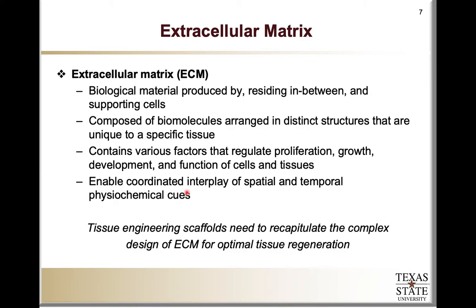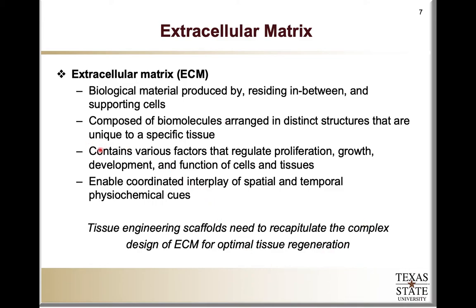So the extracellular matrix, or ECM, is the biological material that is produced by, that resides in between, and that supports the cells. It is composed of biomolecules that are arranged in distinct structures and that are unique to each type of tissue. These biological molecules include proteins, polysaccharides, and water. Some of the proteins are insoluble. Some of the proteins are soluble. It has very interesting characteristics that we will discuss in a second.